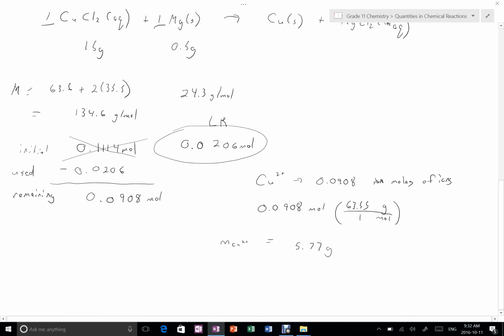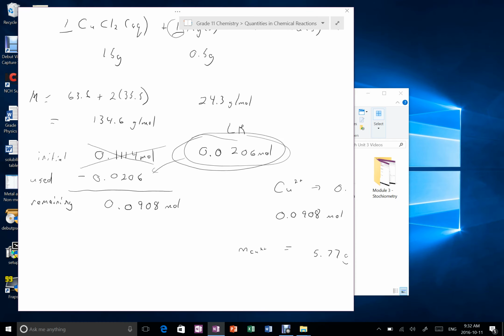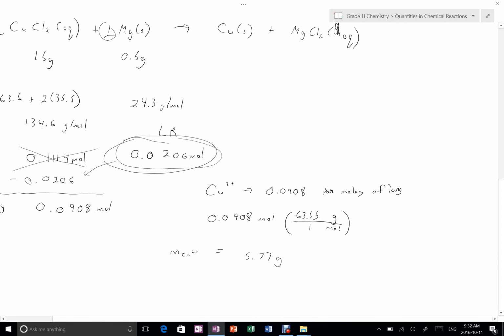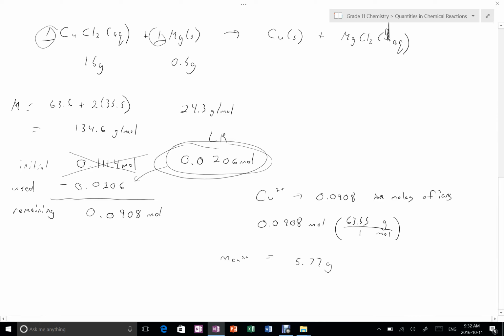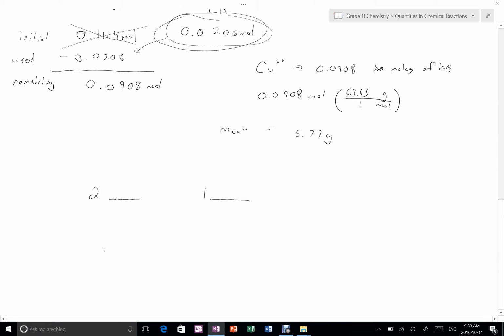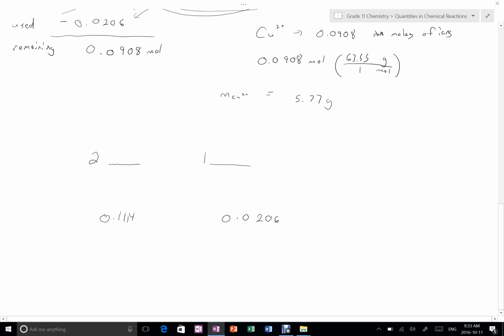Just a quick note here. This came over here in a 1-to-1 ratio because in my chemical reaction, I was 1-to-1. Let's just suppose, for the sake of argument, that it had been a 2-to-1 ratio and we had our same numbers. So I had 0.1114 to 0.0206. And I had 2 of these for every one of these.